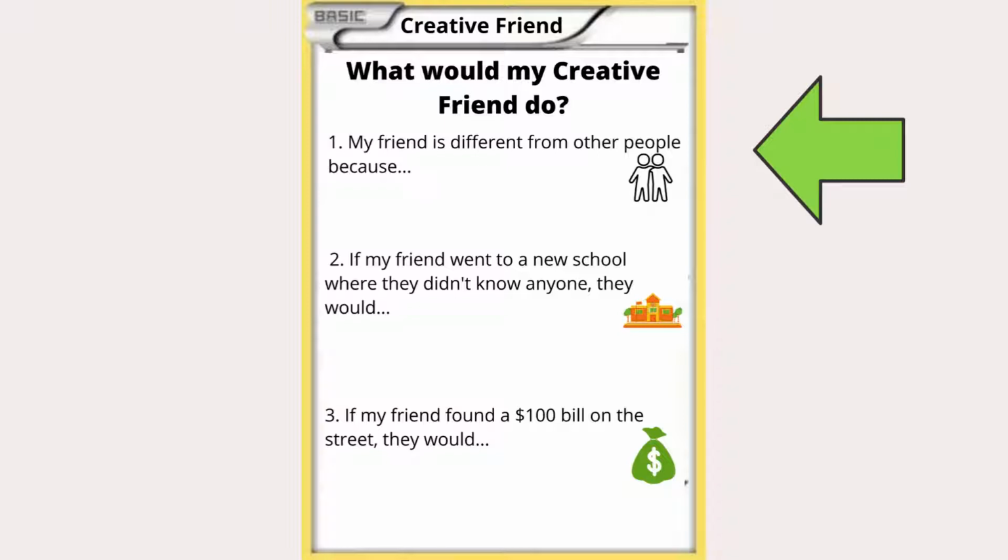Can you think back and remember what makes your friend special and different? Let's use that thought to answer question number 1. My friend is different from other people because... Go ahead and pause me again if you need a minute to think and write.